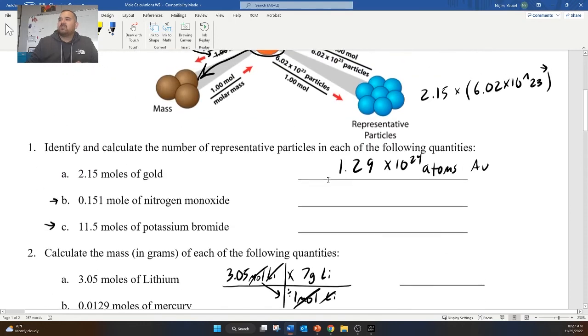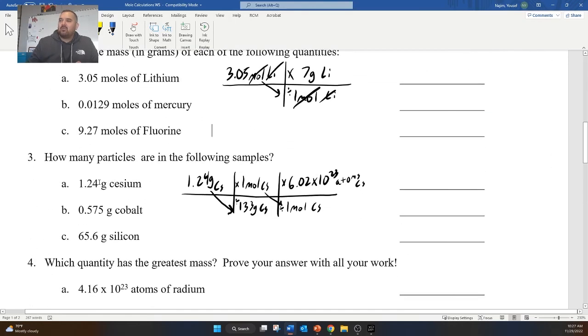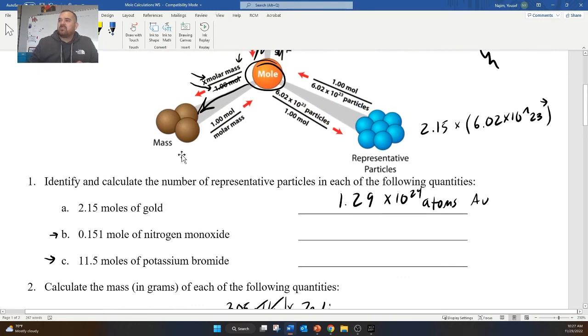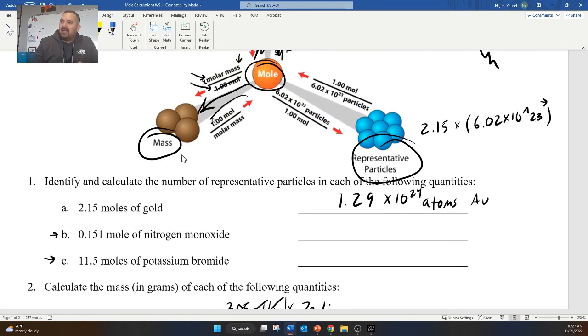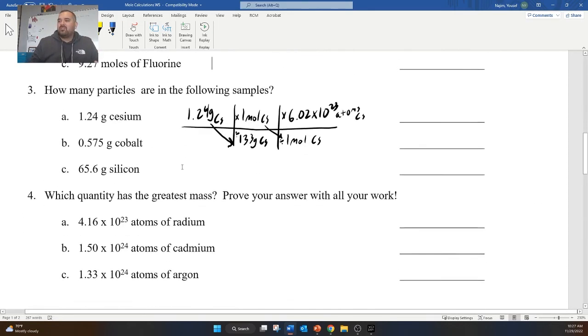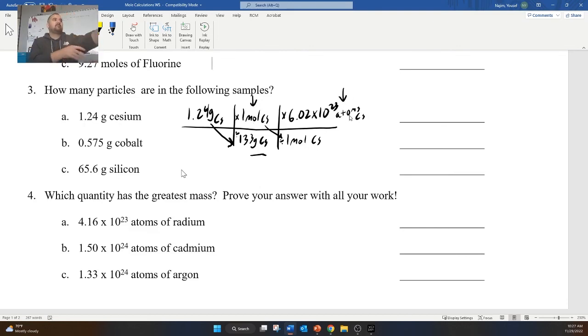But I want to show y'all something. So in this one, we're going from mass to particles. So we're starting here and we're ending up here. To do that, all I did was plug this equation and then I plugged this equation. So the key that you have at the top is extremely valuable. I would use it, but also just have an understanding of why we put this at the bottom. We put this at the bottom to get rid of this unit. We want grams of cesium to go away because we're trying to convert to moles. Then we want moles of cesium to go away because we want to convert to atoms. And that's going to be it.